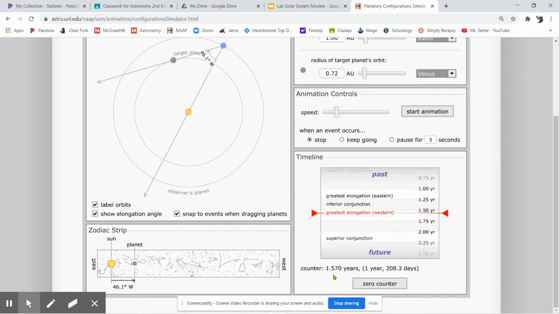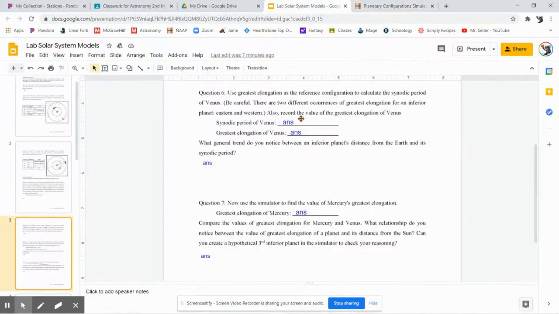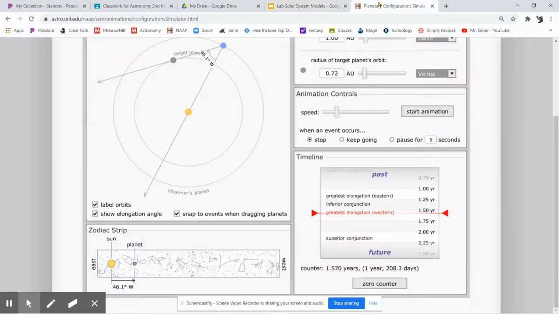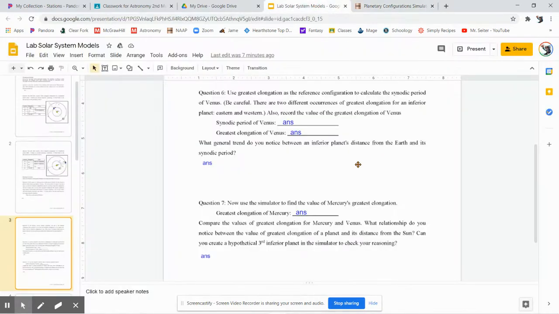Western, it takes 1.570 years. That'll go in here. Or you could write down days. It doesn't matter how many days you write down. It doesn't matter. 1 year, 208 days. You can use either one of these. I wrote down both when I did it, but hey.